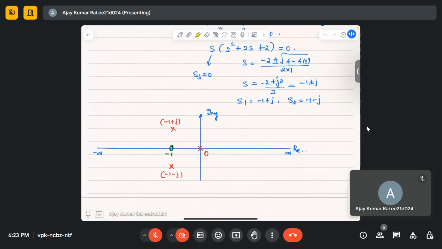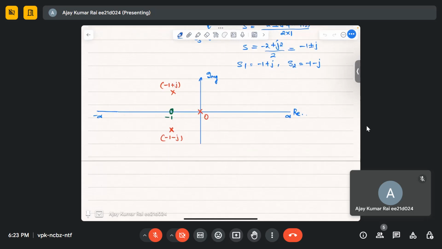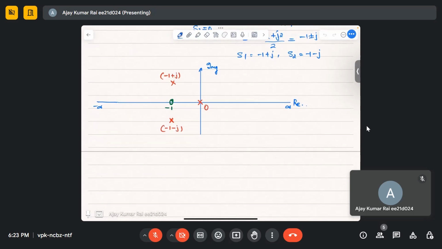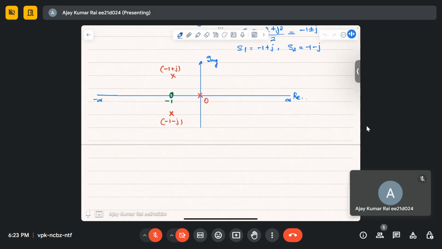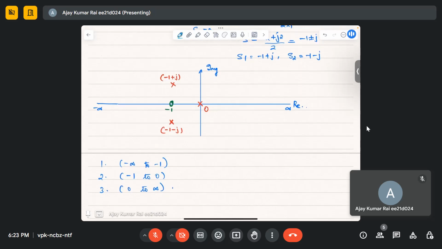That means let's divide this real axis into 3 parts. The first is minus infinity to minus 1, the second region is minus 1 to 0, and the third is from 0 to infinity. Let us take test points one by one and check whether the root locus is lying in that particular region or not. Let me first take this test point here, st1.